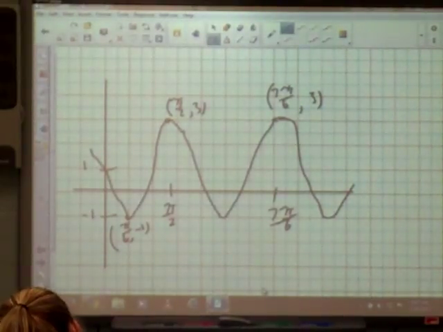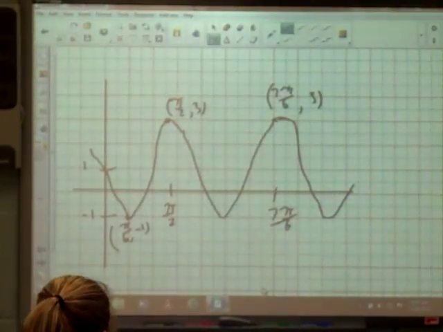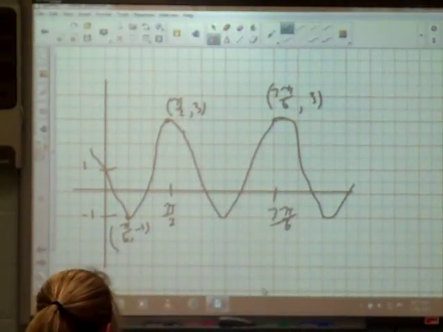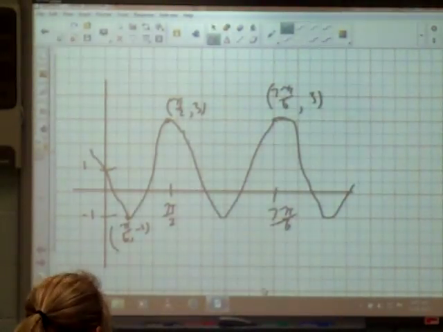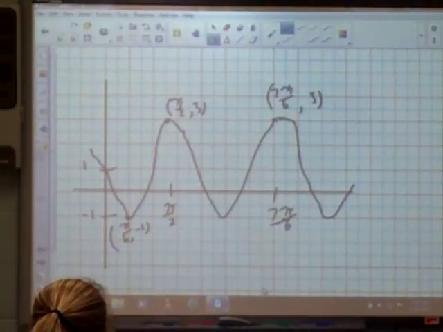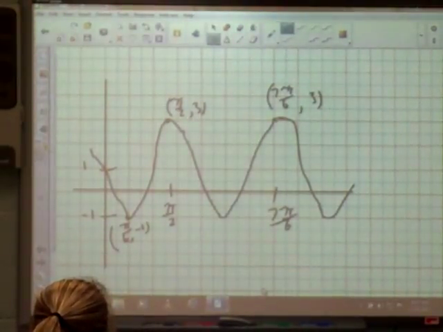So the directions say to write a function for the sinusoid. Remember that funny word? For the sinusoid shown. So that just means it's going to be the graph of a sine or a cosine. So we got to write f of x equals whatever. Okay, we did this. Got several steps to go through. Lots of things to find out of this.